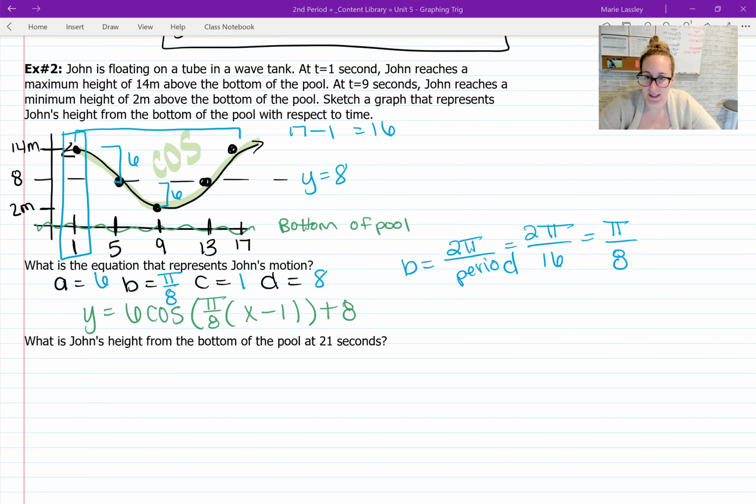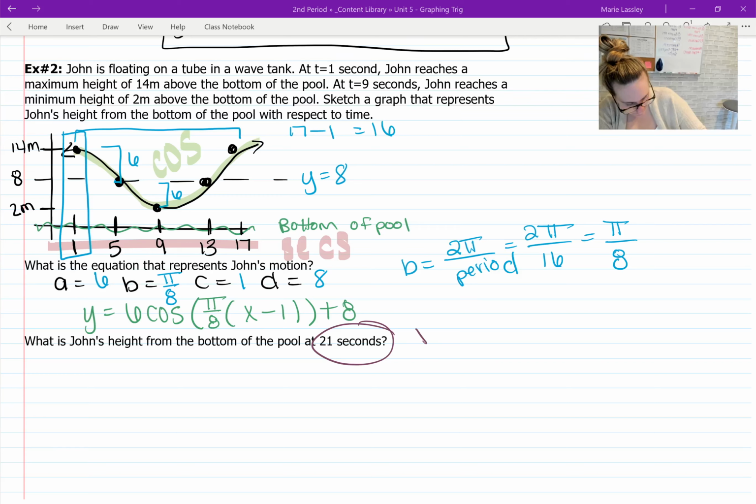Okay, last question says, what is John's height from the bottom of the pool at 21 seconds? Remember, seconds is what goes on the bottom of our graph. So right here, these are all seconds. So seconds is an x value. All I need to do is plug 21 into my equation for x and solve for y. So I have y equals 6 cosine pi over 8, 21 minus 1, plus 8.